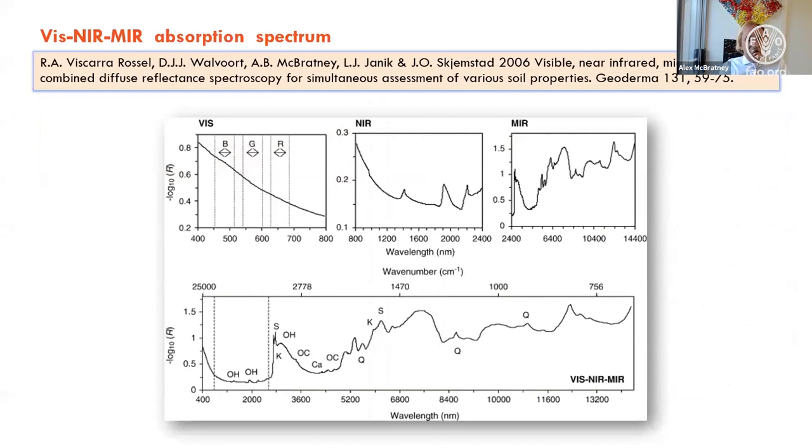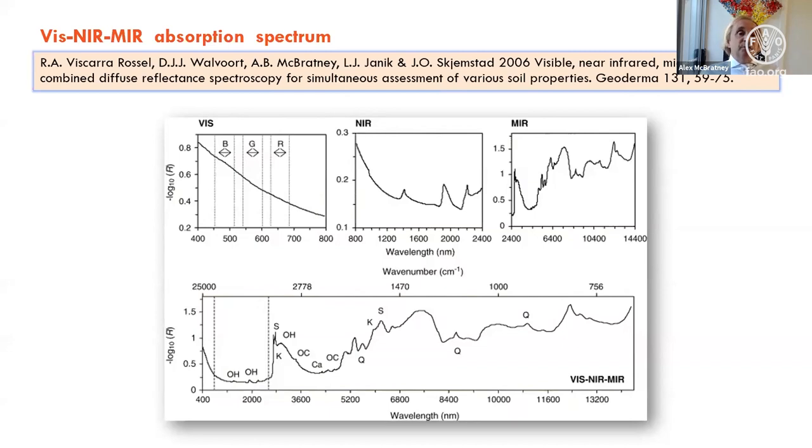We go along to about 2006. There's this paper here by my colleague, former PhD student, Raphael Viscara-Rossell, and Dennis Walvoort from the Netherlands, from Alterra. Here we looked at the visible, the near-infrared and the mid-infrared spectrum. And what you see in there is interesting. The visible doesn't have many features in it. It tells you the soil color, but it doesn't tell you a lot because it doesn't have many features. The near-infrared has more features, more bands in there. But the mid-infrared has a lot more features. It gives you the fundamental frequencies. And that's why, in one sense, the mid-infrared is the one that's got the most information for us, because it has more features in it.